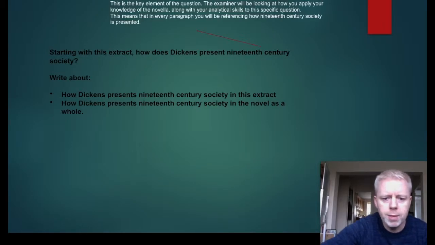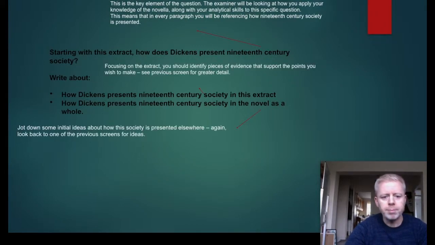Focusing on the actual question, 19th century, this is the key element of the question. The examiner will be looking at how you apply your knowledge of the novella along with your analytical skills to this specific question. This means that in every paragraph you'll be referencing how 19th century is presented, or at least you should be.